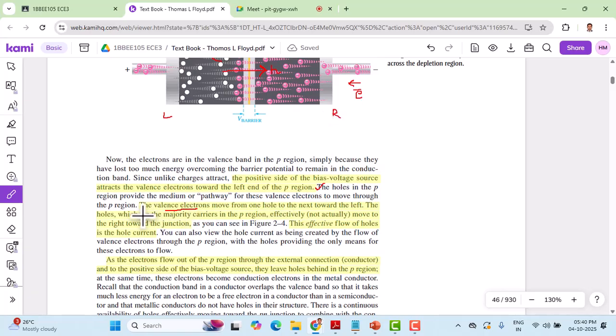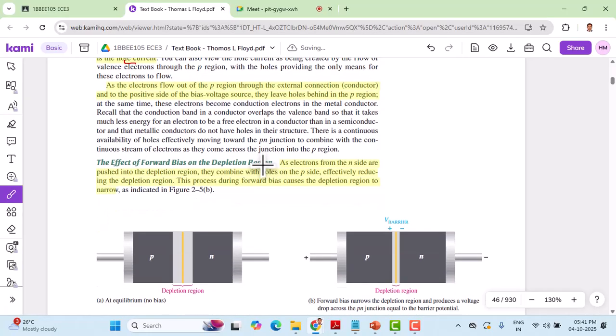The holes, which are the majority carriers in the p region, effectively move to the right side of the junction. As we already said, holes keep moving to the right side of the junction. The effective flow of holes is the hole current. As electrons flow out of the p region through the external conductor to the positive side of the bias voltage source, they leave holes behind in the p region. See, these are the holes left because of the electrons. The electrons move from this part of the atom to the positive terminal, and they created holes here. So that's how the thing works.